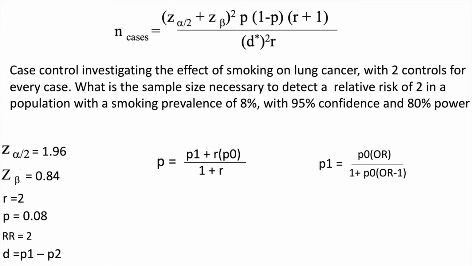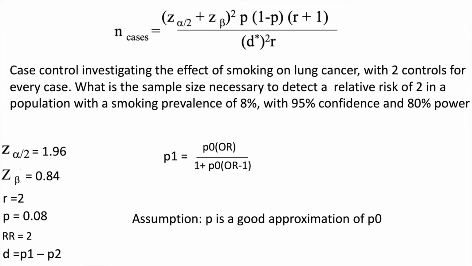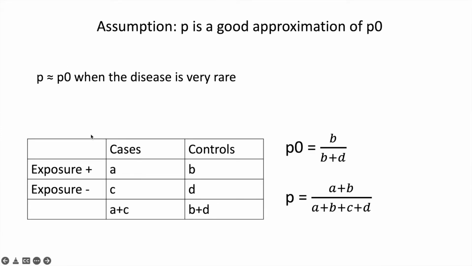What we can do instead is make an assumption that P is a good approximation of P naught, and that's typically okay in case control studies, and I'll get to that in a second, because that is essentially true whenever the disease is super rare, and that's usually why we do a case control study in the first place: when the disease is super rare.